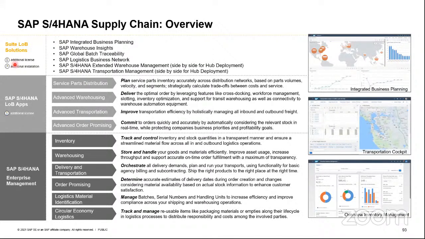LOB solutions, IBP, warehouse insights for warehouse analytics, global batch traceability, where you have the need to track batch end-to-end, maybe across systems, etc. Logistics business network for supplier collaboration. And then you could have extended warehouse management if you're deploying it separately, what we call the hub deployment or decentralized warehouse, and decentralized transportation management. So you don't use it in core, but you have a separate instance, either cloud-based or on-premise, for those functions. And that's why it's mentioned here, because there's an additional installation involved.